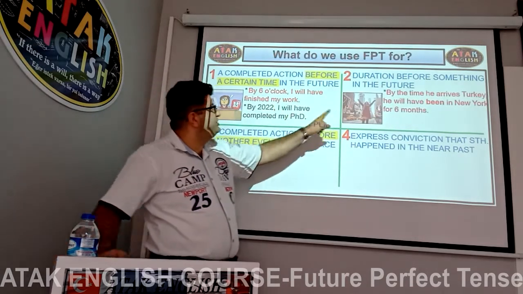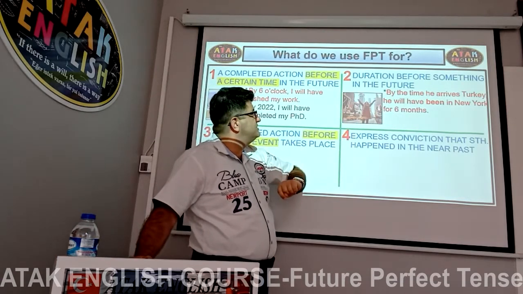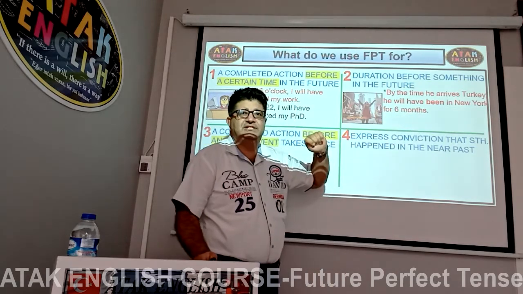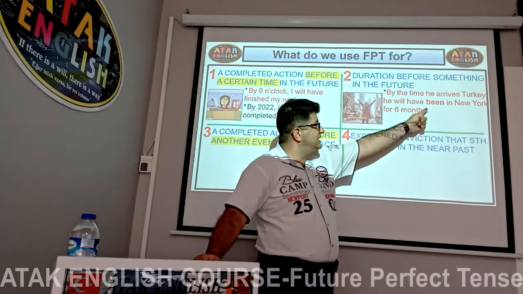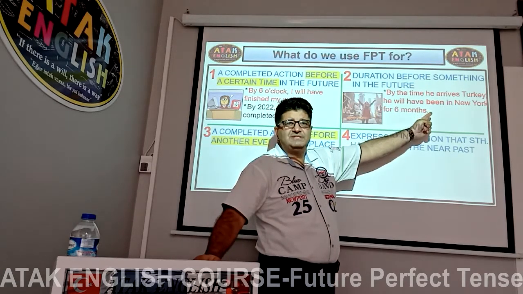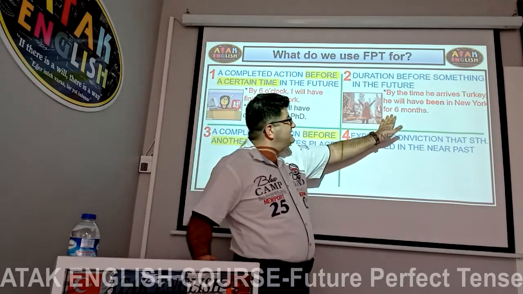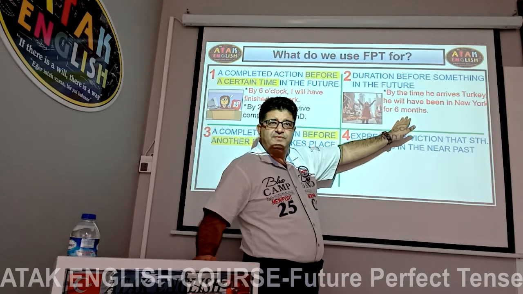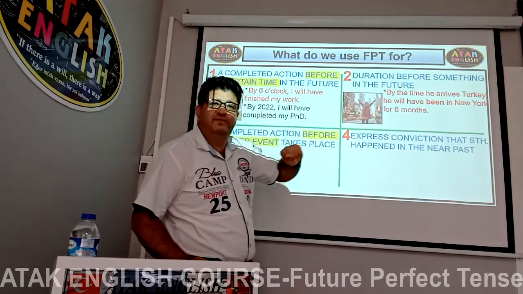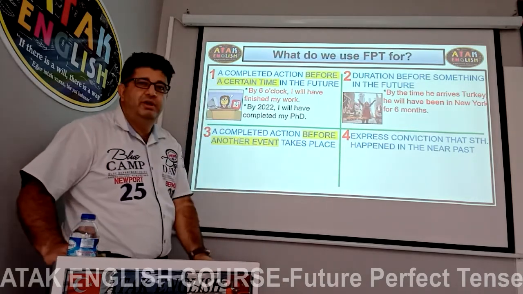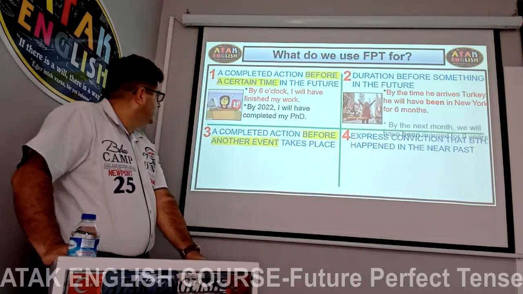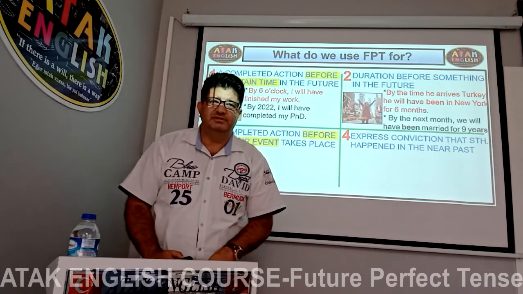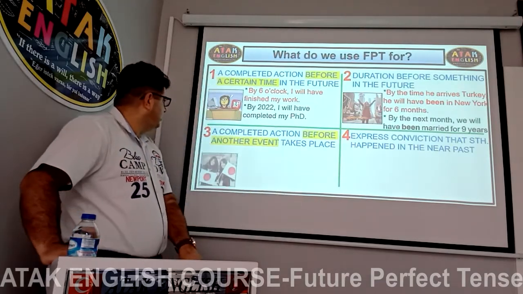Okay, number two, duration before something in the future. By the time he arrives in Turkey, he will have been in New York for 6 months. As you can see, the verb 3 form of be, been, is used here. So there is a duration before something else in the future. What is the duration here? For 6 months. So I can also use future perfect for duration before another action in the future. Here comes another one. By next month, we will have been married for 9 years. And that is likewise.